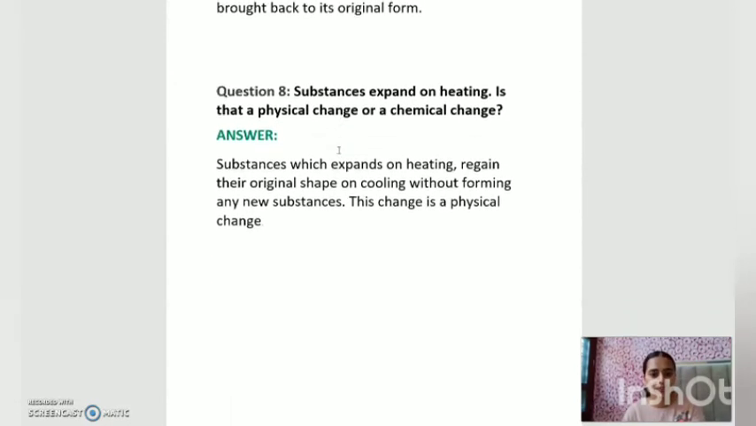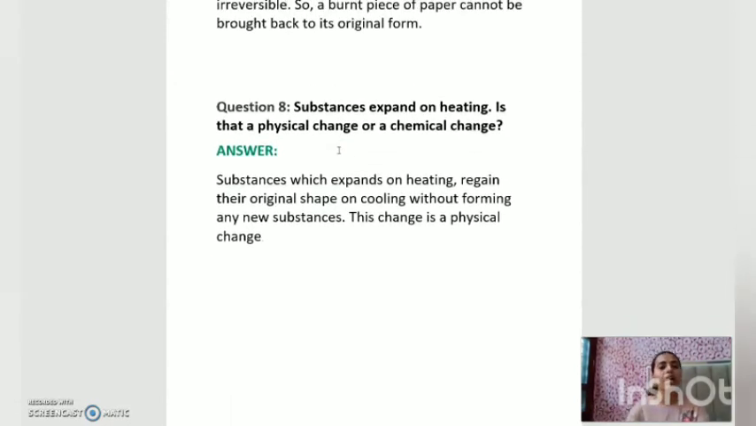Question number 8. This is the last question of our B part. So what does it say? Substances expand on heating. Is that a physical change or a chemical change? The answer is that substances which expand on heating, students, regain their original shape on cooling without forming any new substance. So that change is known as a physical change. Got it? I hope now it is very much clear to you all.